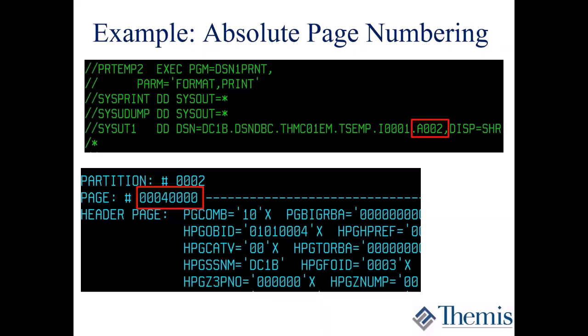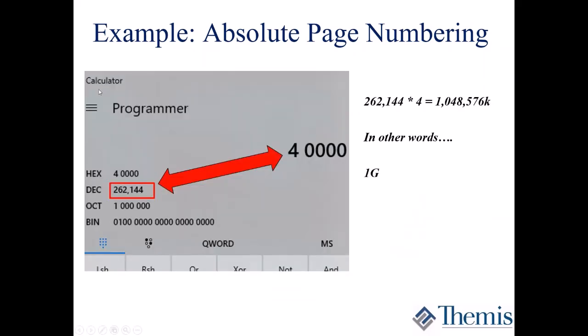Now this is hex, so we have to do a little math to see how many page numbers we just wasted. I got out my Windows calculator, which has a programmer mode now, which I really like. I put in the number 40,000, and it said, if you're speaking in base 10, that's 262,144. So the first page in part 2 is really page 262,144.